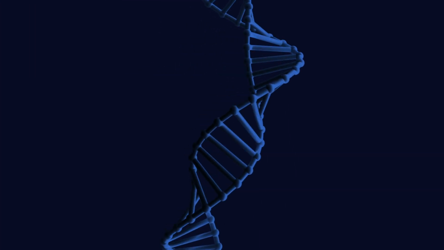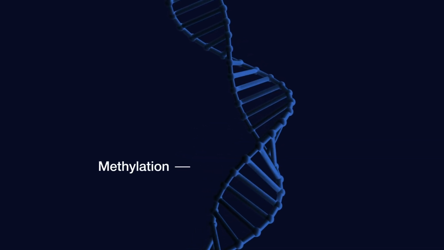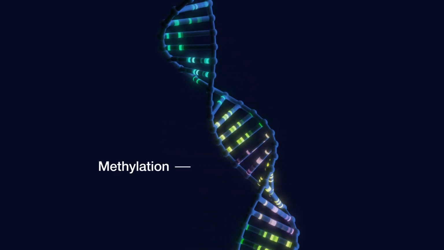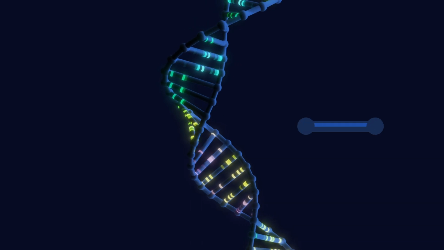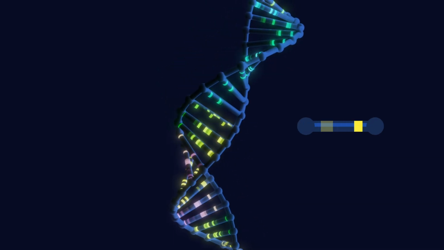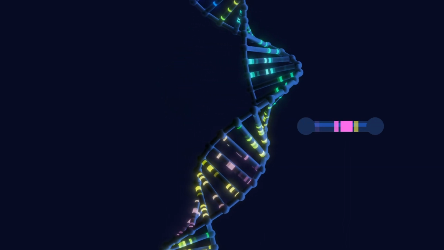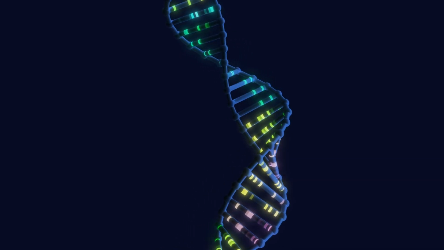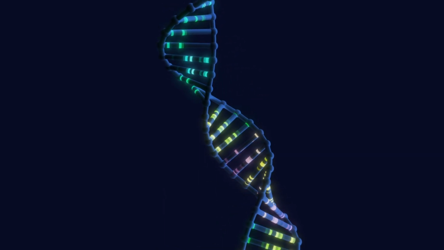Scientists also look at tiny chemical changes in your cells, which is called methylation. Methylation is like adding little tags to the DNA. These tags can turn genes on or off. By looking at where these tags are, scientists can see how genes are being controlled.